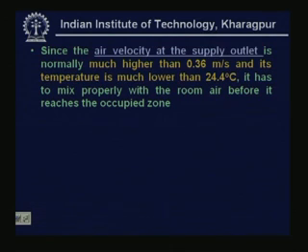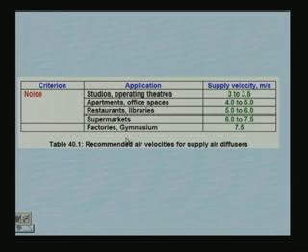Since the air velocity at the supply outlet is normally much higher than 0.36 meter per second and its temperature is much lower than 24.4 degree centigrade, it has to mix properly with the room air before it reaches the occupied zone. Let me show the typical supply air velocities. This table here shows the recommended air velocities for supply air diffusers, and here the criteria is noise. That means if the velocity exceeds these recommended velocities, then there could be noise which is objectionable.